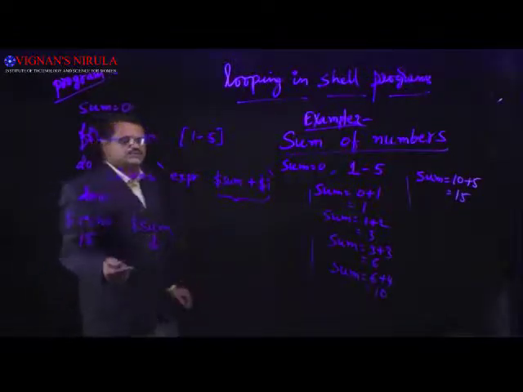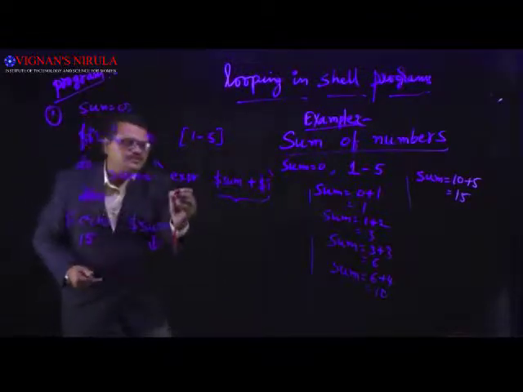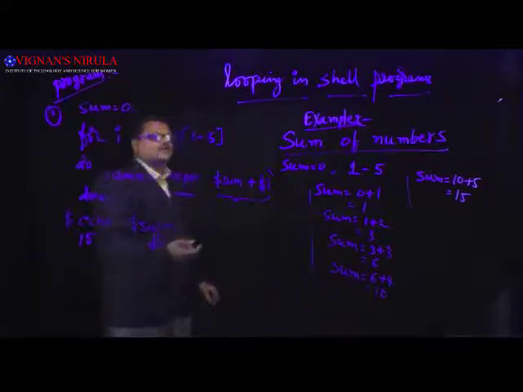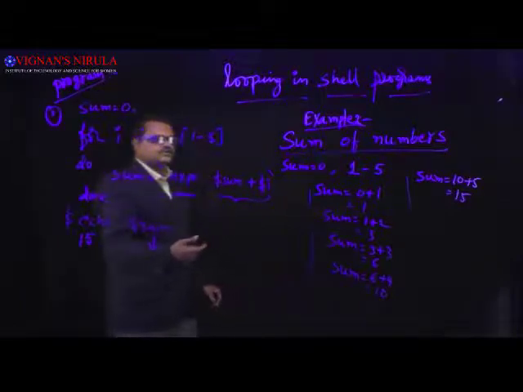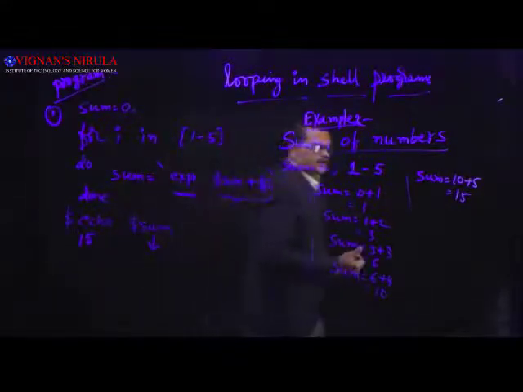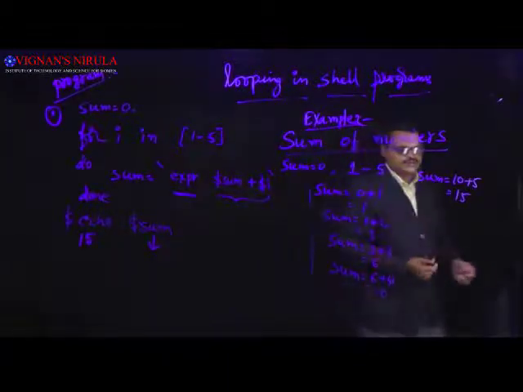Echo dollar sum is 15. This is the first way of doing it, using expr as the keyword. Another way of doing it is using the bc command that we already know, and again we use that bc command in order to print the sum value of the first 5 integers.